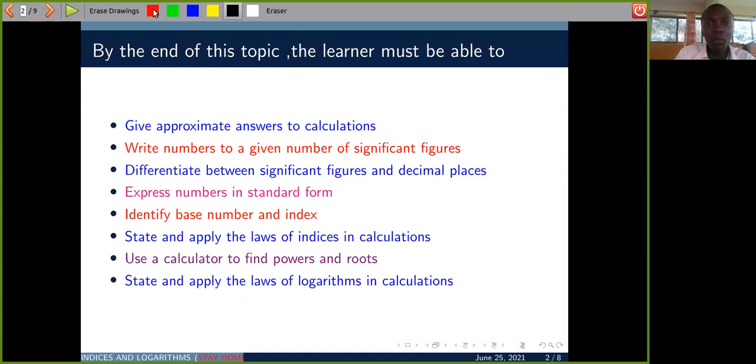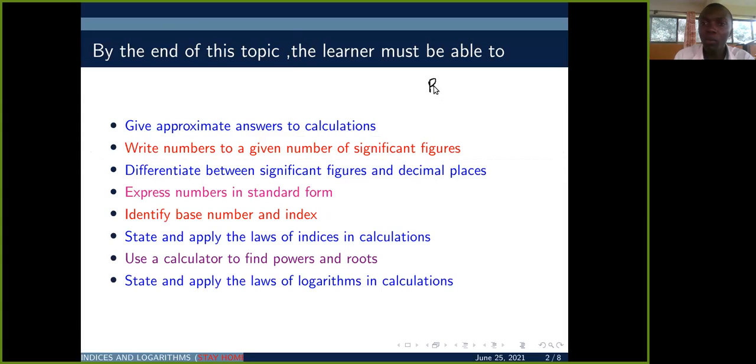So what are you supposed to be knowing at the end of the topic? You must be able to know how we round off. You must be able to know how we give decimal places. You must be able to know significant figures. You must be able to know indices. And then lastly, you must be able to know logarithm. So these are the 5 most important things that you must be able to know at the end of this topic. Okay, let's look at our first topic.